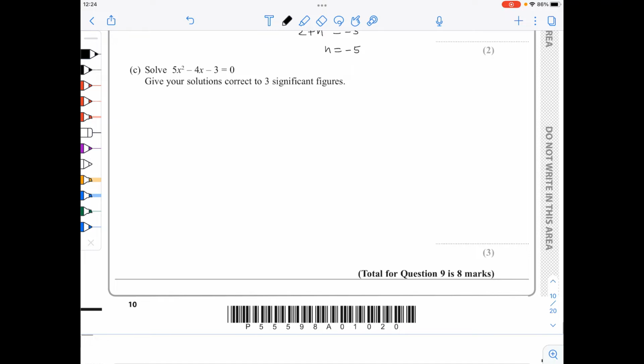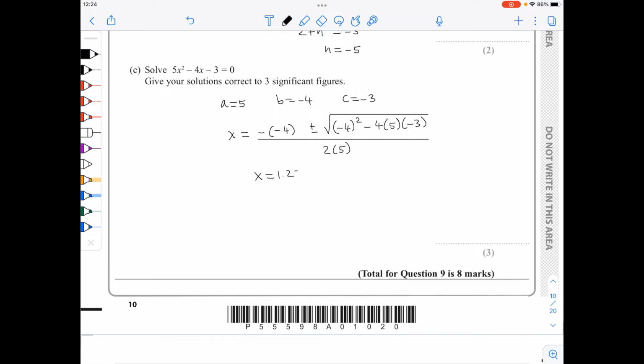So I identify a to be 5, b to be negative 4, c to be negative 3, and I substitute in the quadratic formula. So it's minus b plus minus the square root of b squared minus 4ac, over 2a. I plug this on the calculator and I get x to be 1.27 or x to be minus 0.472.